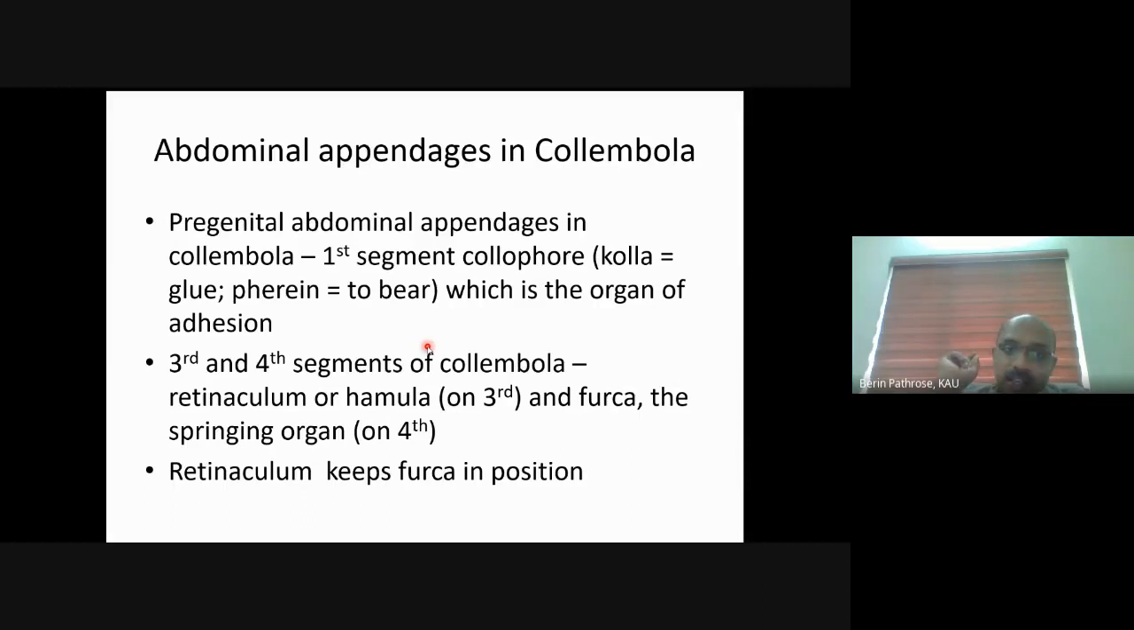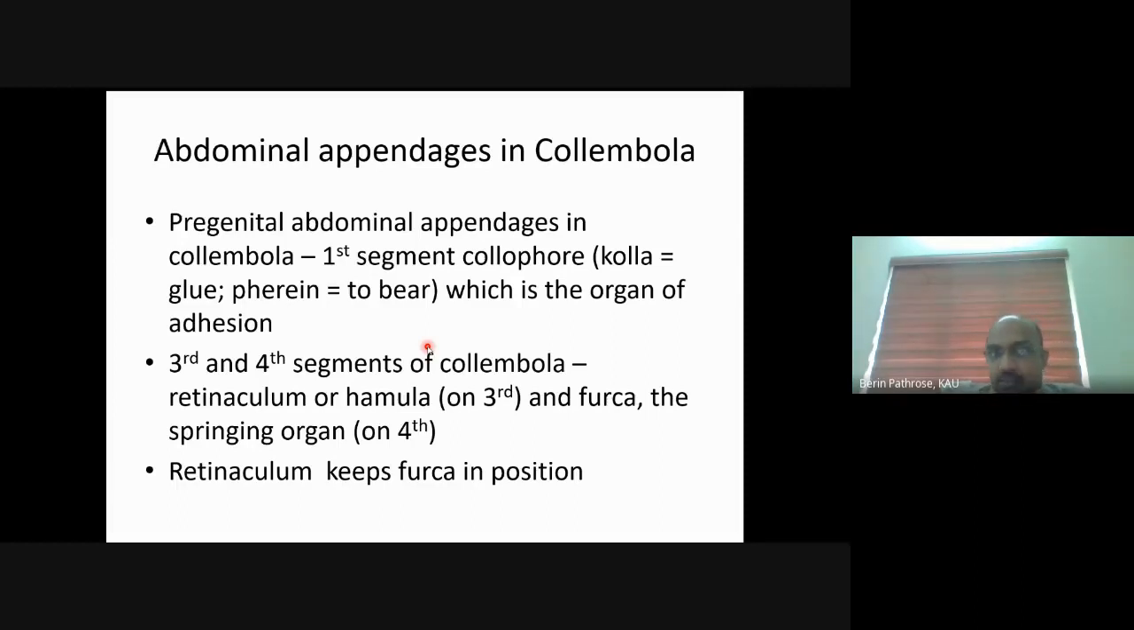Pregenital abdominal appendages, I told you, are usually present in non-insect hexapods. In normal insects, we don't see these pregenital abdominal appendages. In non-insect hexapods, we usually see pregenital abdominal appendages. The first pregenital abdominal appendage we will discuss is in Collembola. I think Collembola and all, the teacher has told you.